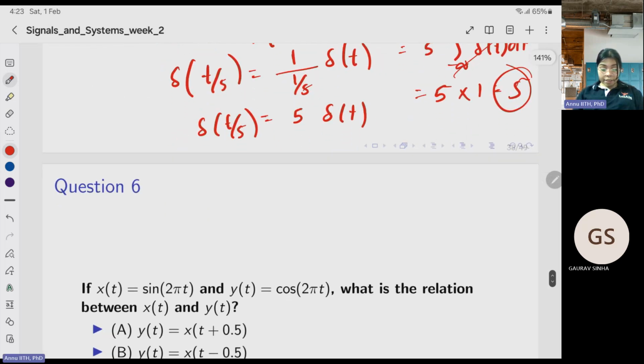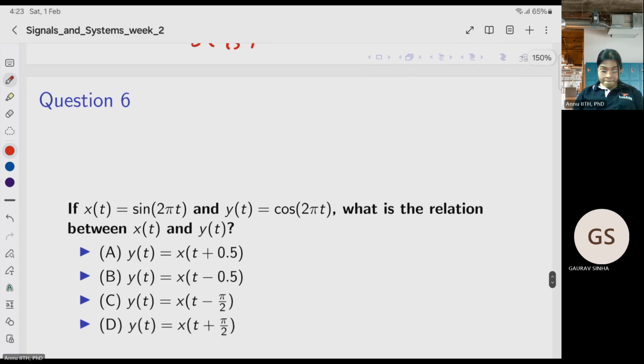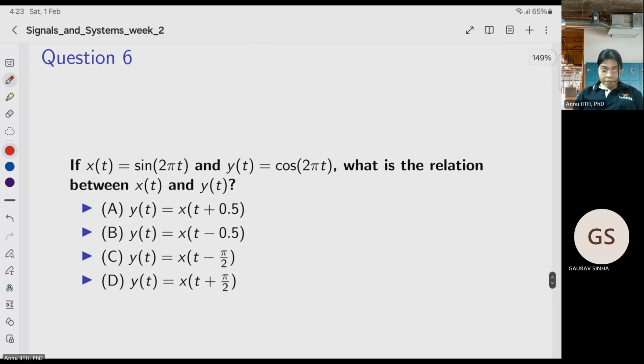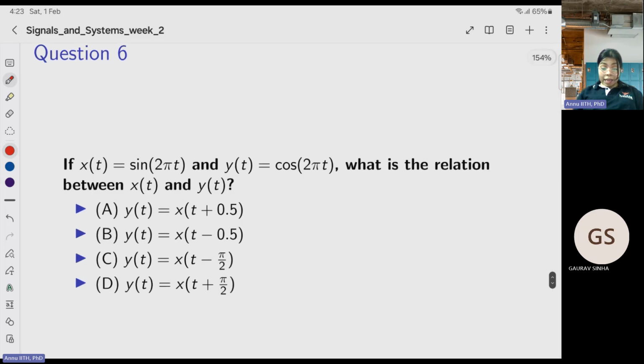Very good. So next question. Yeah, this is interesting. If xt is equal to sine 2 pi t and yt is equal to cos 2 pi t, what is the relation between sine t and cos t? Hmm. What is the relation?